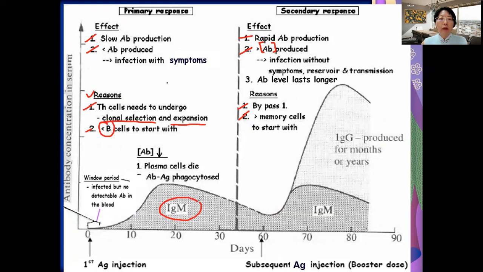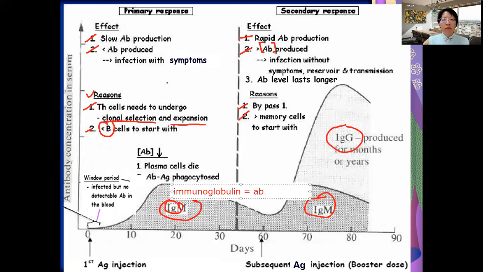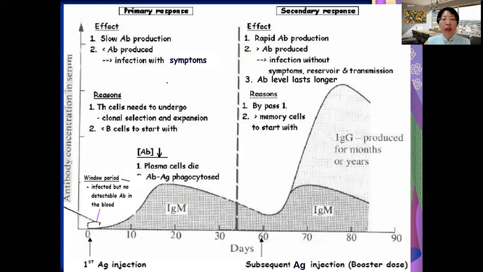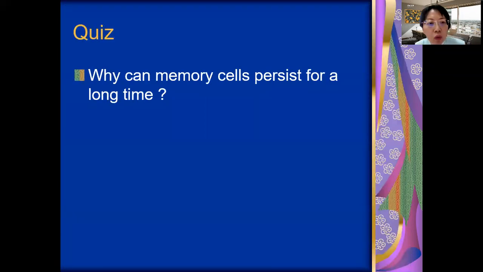Now, by the way, you don't have to know what IgM and IgG are, because these are classes of antibody, not in your syllabus. You don't have to know. You just have to know that Ig stands for immunoglobulin, which is actually equal to antibody. That's it. No need to know the detail. Okay, so now let's do the quiz.